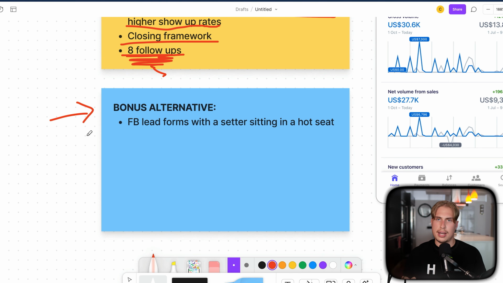The next thing that I would have done is run Facebook lead form ads. If you don't know what these are, in Facebook there's a lead form pop-up where you can capture information, so phone number and email from the person's Facebook account. Now, usually what happens with this, in my experience, is you get very low cost per leads and a lot of leads, but no one books any calls, right? Which is why I didn't do it in the first place.